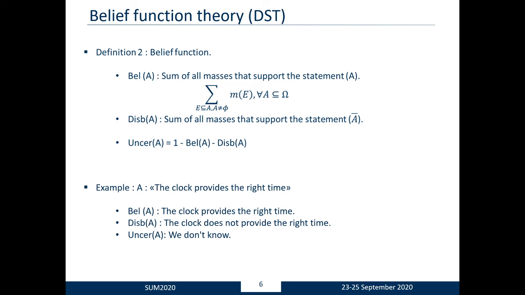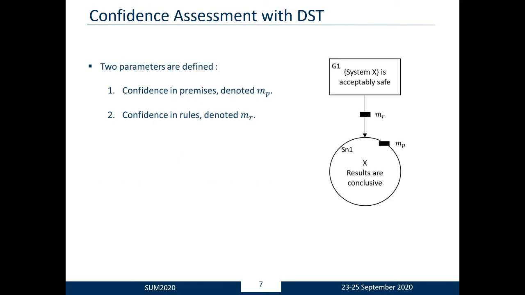We take again the same example as in the slide before. Belief on A represents the fact that the clock provides the right time. Disbelief on A represents the fact that the clock does not provide the right time, and the uncertainty on A represents the fact that we know nothing. To assess confidence in goal structuring notation using the Dempster-Shafer theory, we introduced two parameters: confidence in premise denoted MP and confidence in the rules denoted MR.